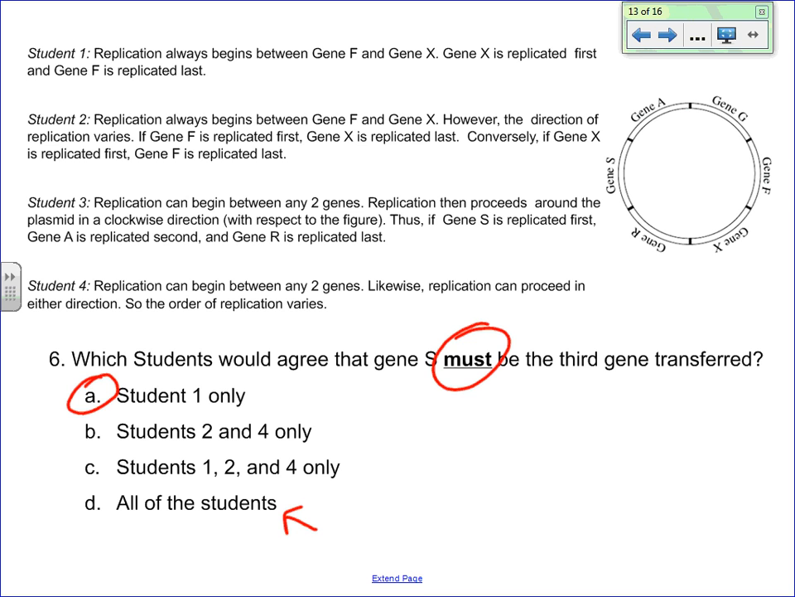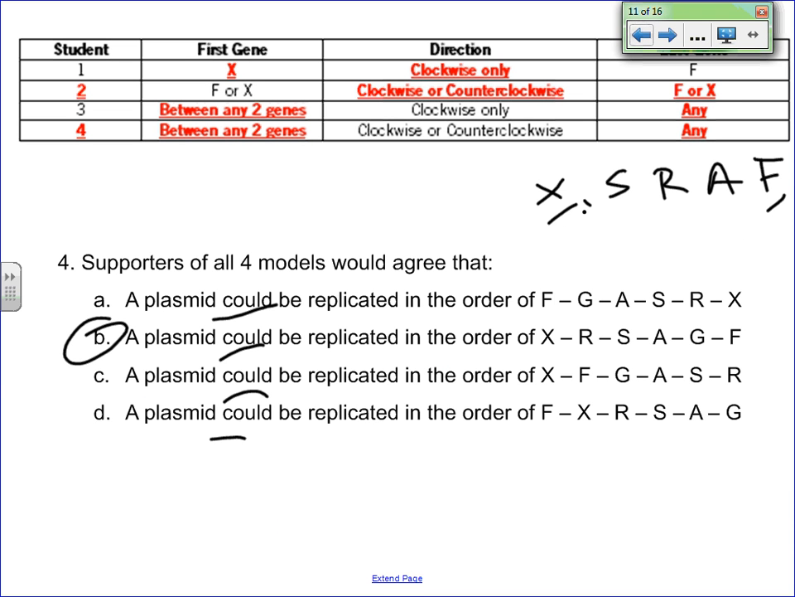All right, now the tricky part of this is a lot of people automatically go for D. Because if you look just a few questions ago, we had this order where S could be the third one, and they all agree with that, is what this question told us. But the tricky thing you have to see here is that we were talking about coulds in this case, not musts. All right, student 1 says it must go X, R, S, A, G, F. That's the real picky one, so S has to be third.